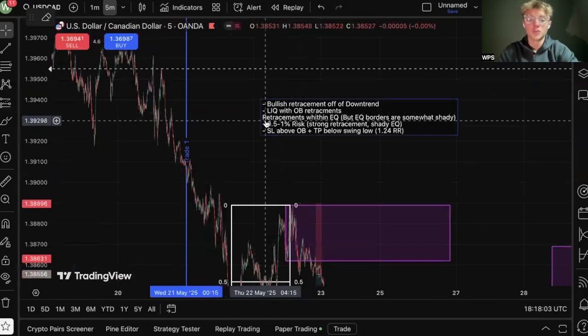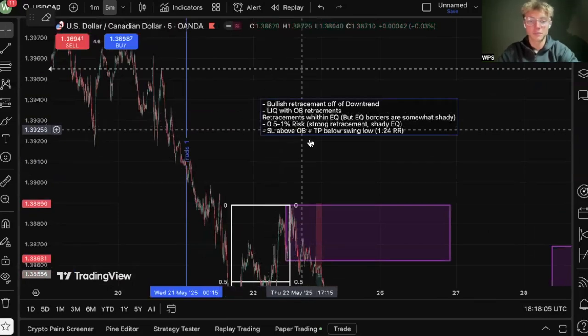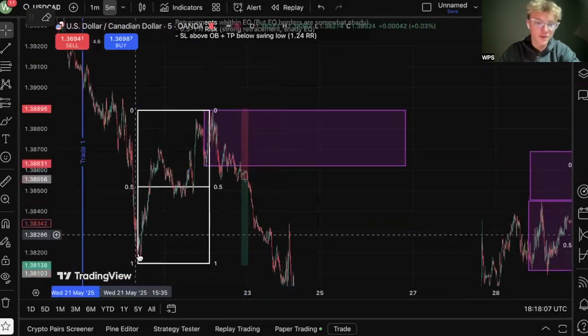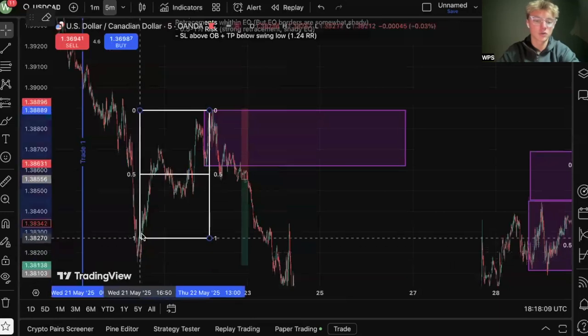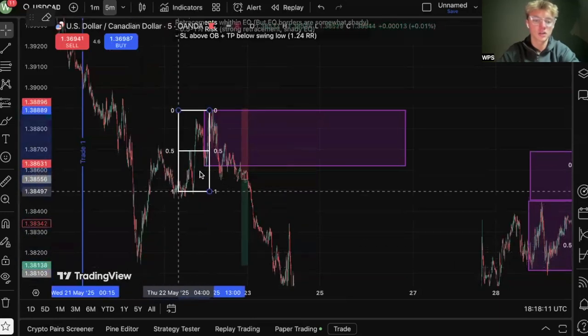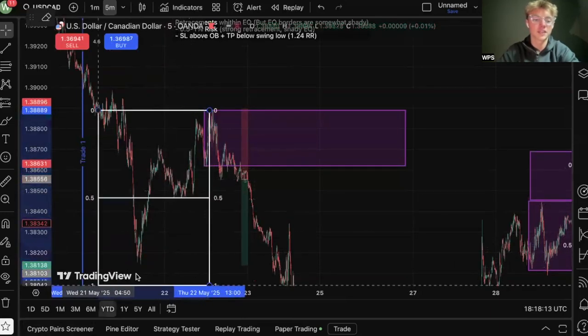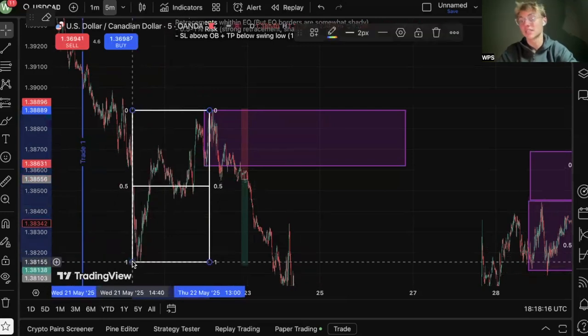The one thing I would do is I may do 1% risk, but because of this equilibrium here, it's hard to define exactly where it is, whether it's here or here or here. And sometimes I feel like I just put it wherever it works instead of trying to figure out when the market works with equilibrium.